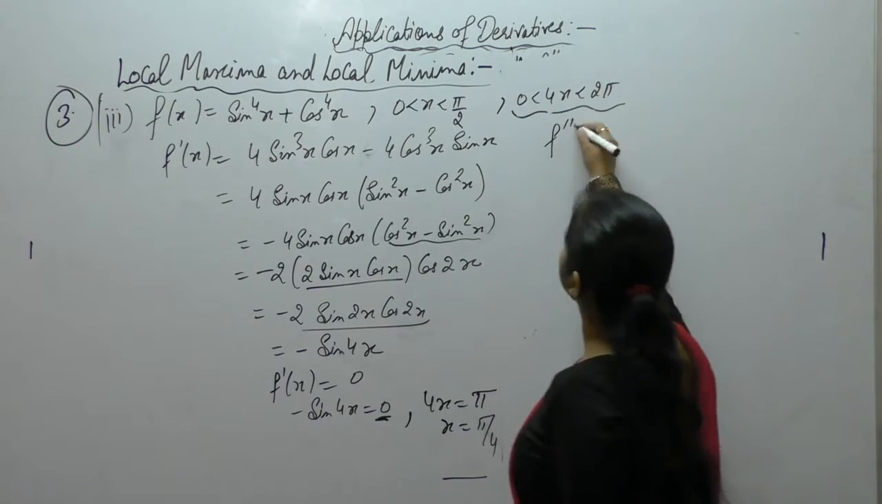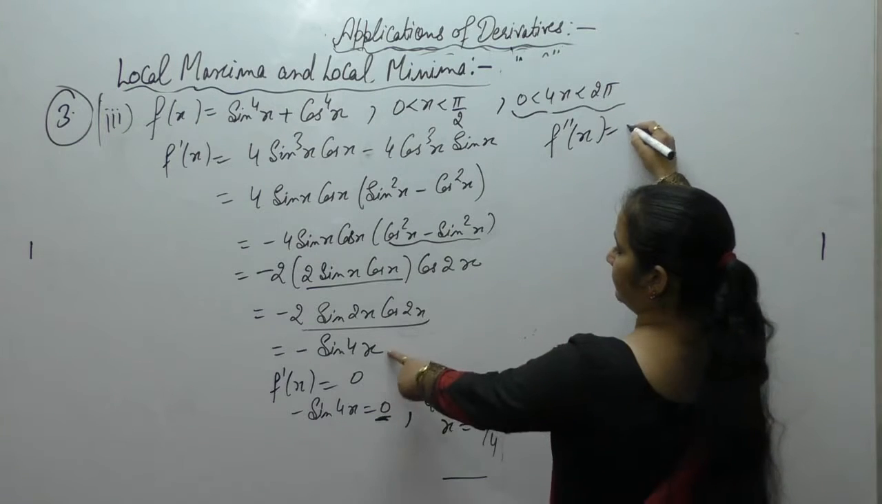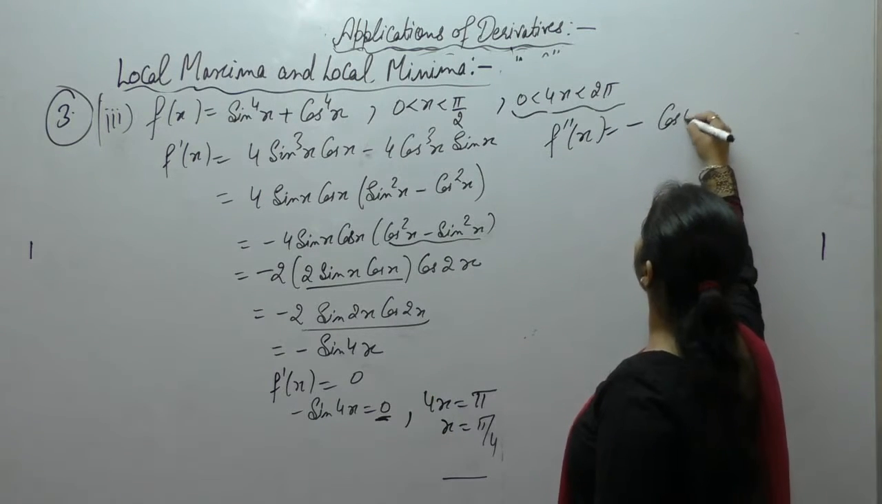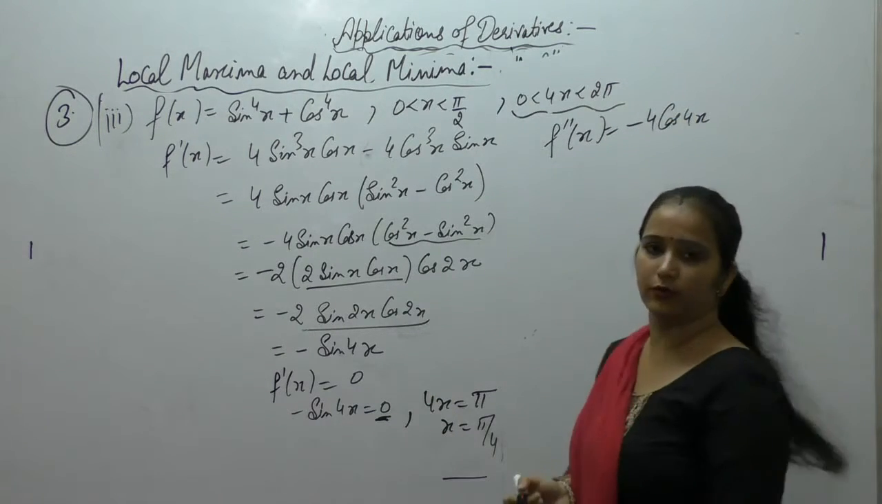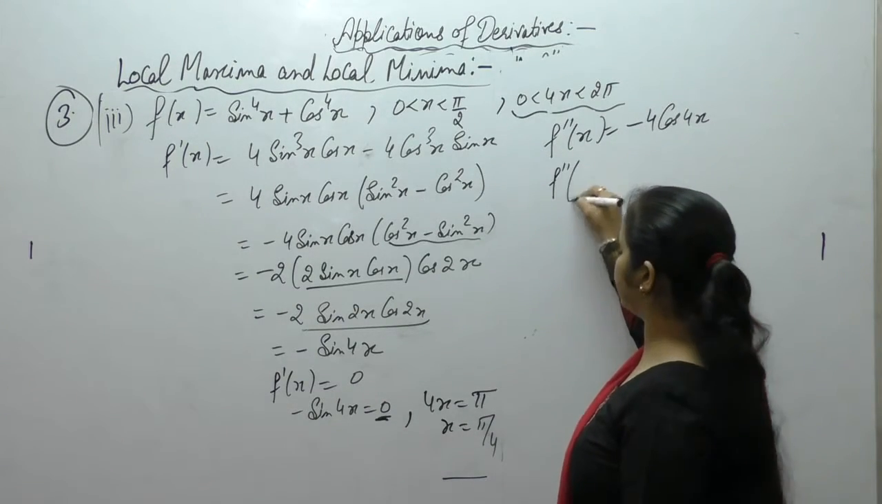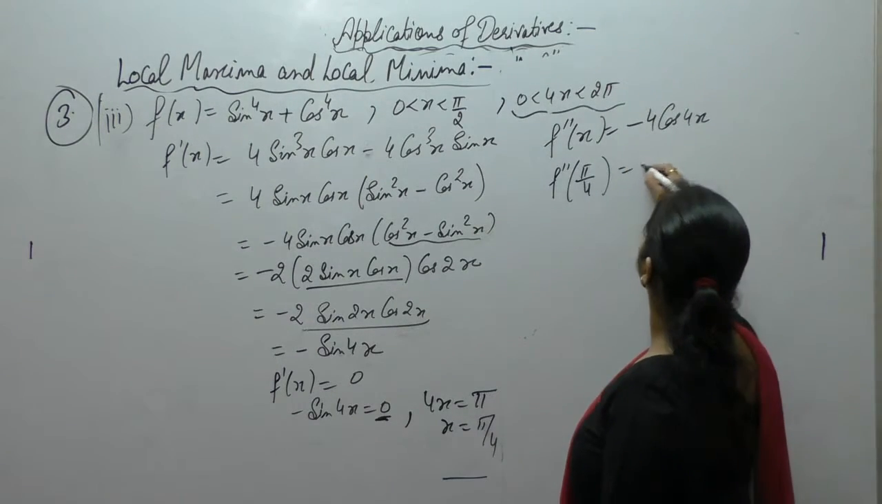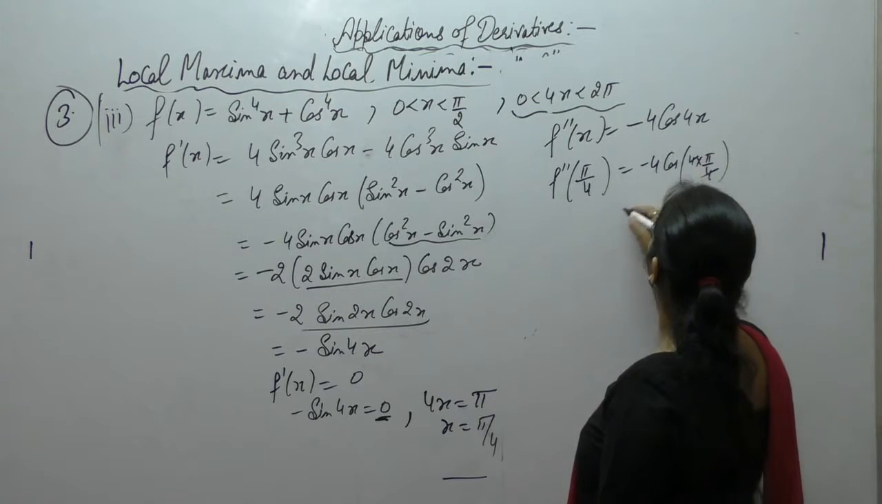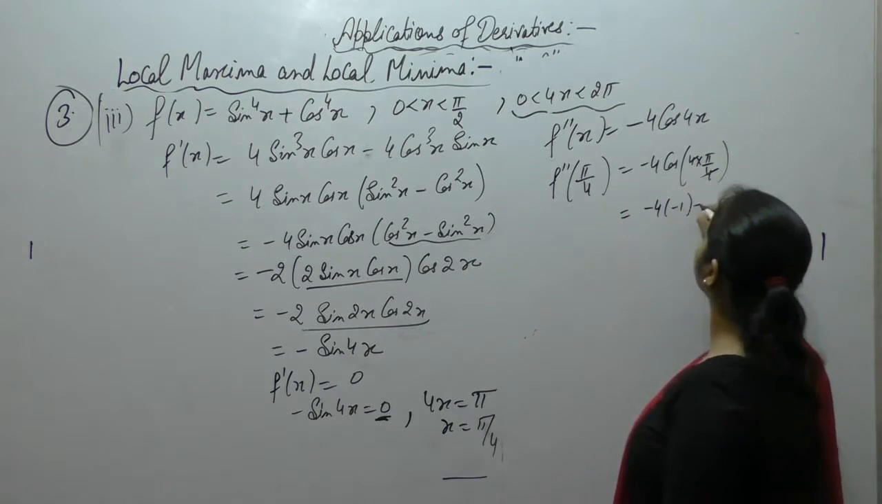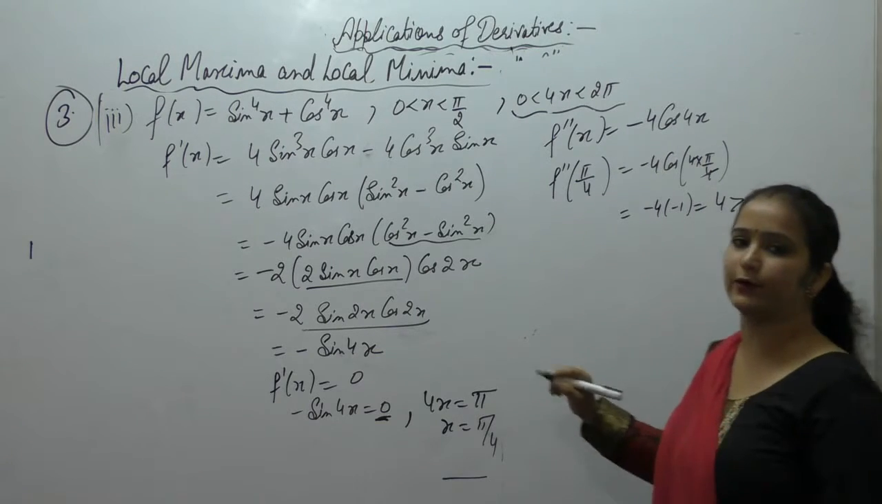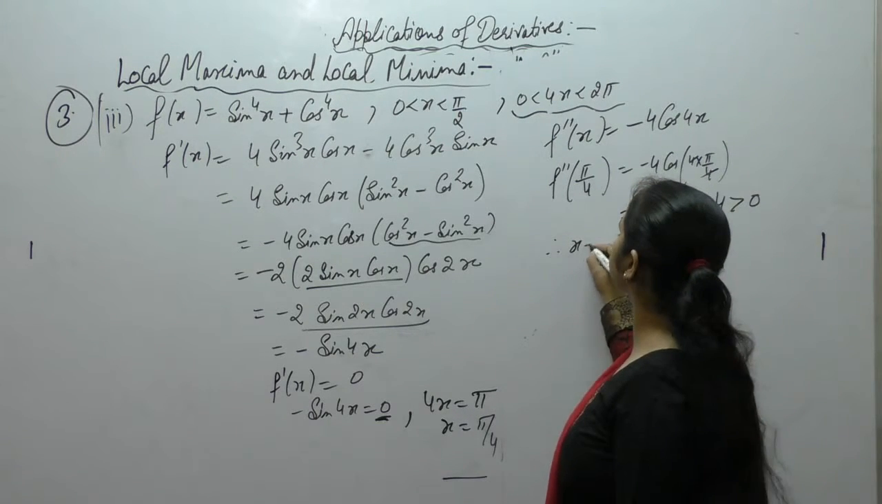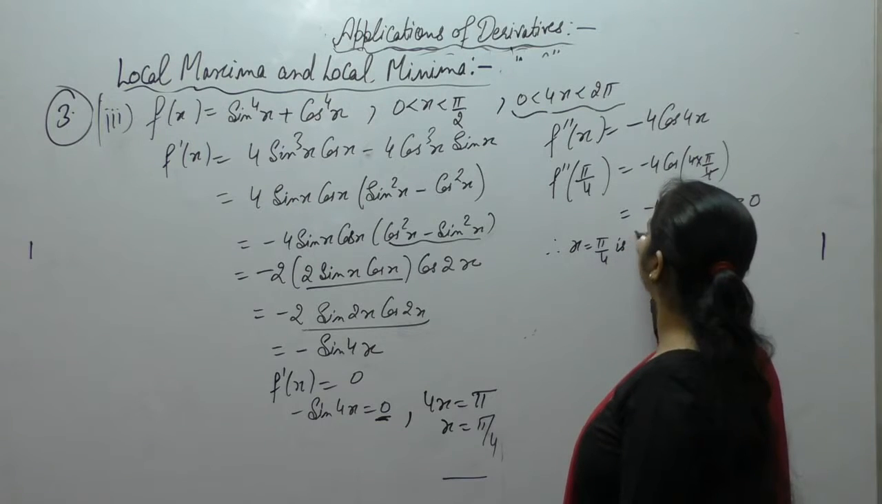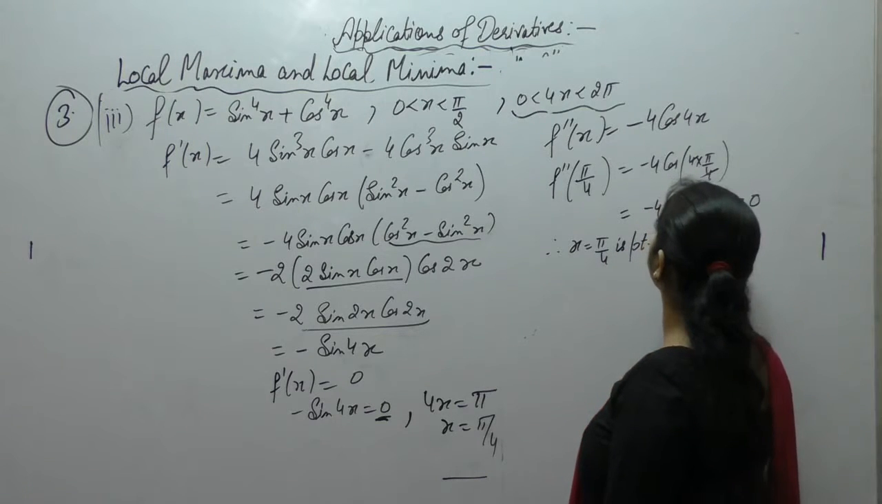Now f double dash x, derivative of sin 4x is cos 4x into 4. Now we have to check for this point, π/4: minus 16 cos 4 into π/4. Cos π is minus 1, so this is greater than 0. Therefore, x equals π/4 is the point of local minima.